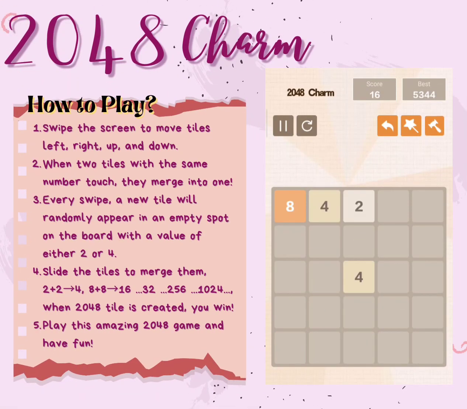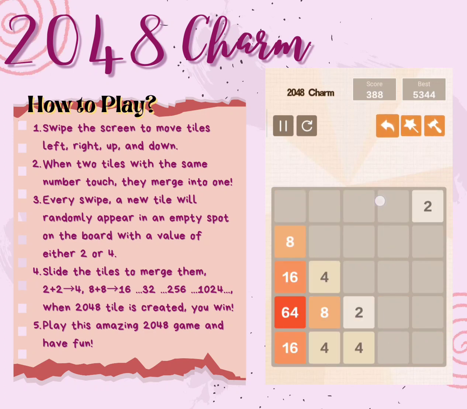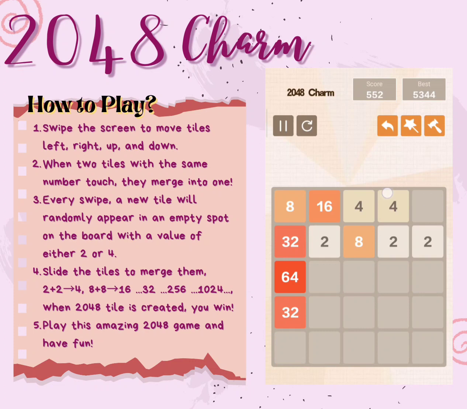First, swipe the screen to move tiles left, right, up, and down. Second, when two tiles with the same number touch, they merge into one. Third, every swipe, a new tile will randomly appear in an empty spot on the board with a value of either 2 or 4. Fourth, slide the tiles to merge them.